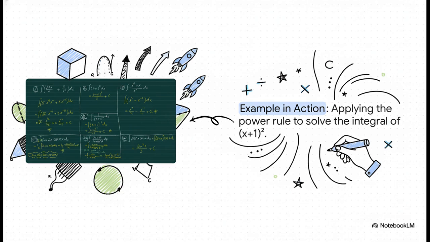Look at problem 21 here. We need the integral of the quantity x plus 1 squared. Now, you could try some complex technique, but here's the secret. Simplify it first. Just expand it out into 3 simple terms. And now look at that. We can just use our new power rule on each little piece one by one. The whole strategy is to break down a big, scary problem into small, easy ones.